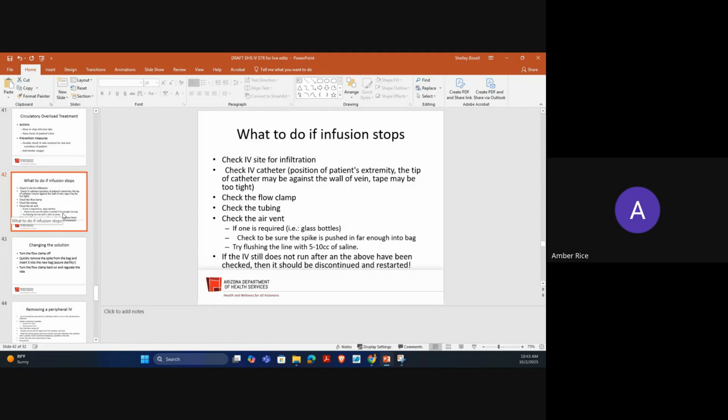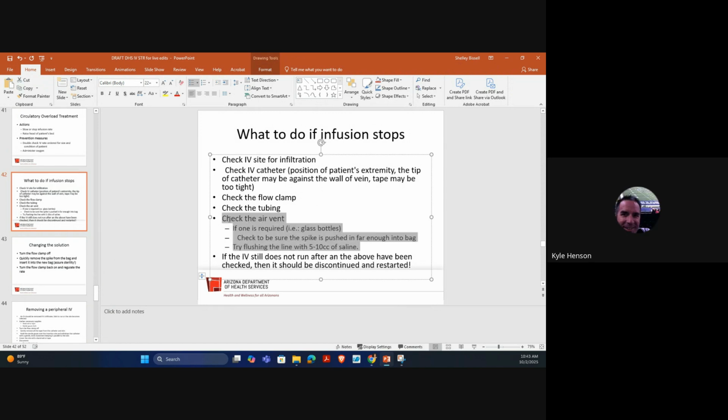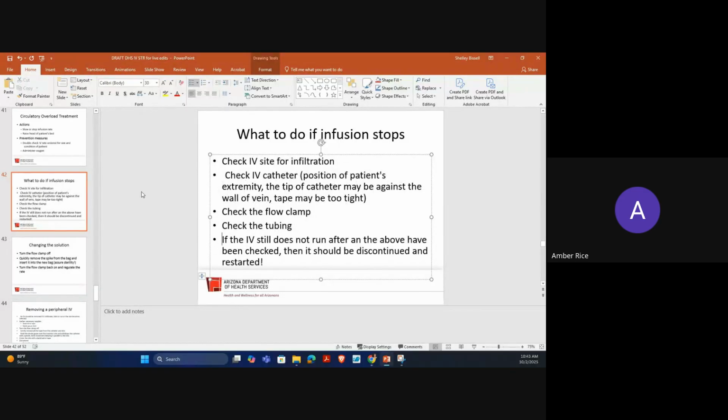This is like a troubleshooting slide. It's a little wordy. So let me know if you guys want to ditch any of this. Maybe get rid of check the air vent, potentially. I don't know. What do you guys think? I think that's really confusing to the new guy. Yeah. That might clean it up a little bit, because they're not going to be giving stuff in glass bottles.